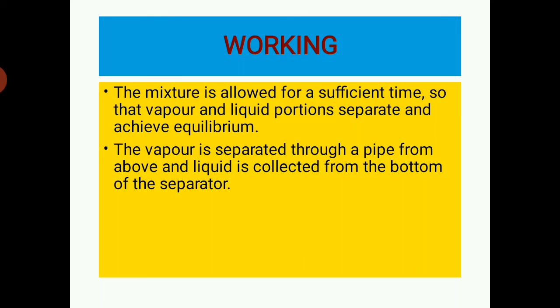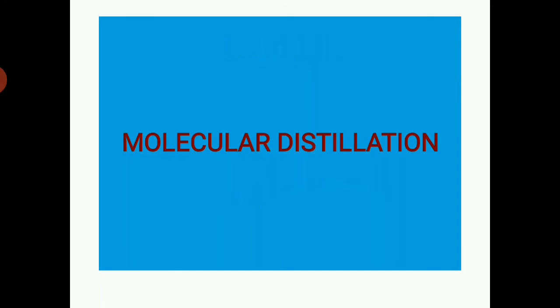You can see the apparatus for the flash distillation in the diagram: the feed and the pump, the heater, the pressure reducing valve, the vapor separator, vapor to condensate, and the liquid. The construction consists of a pump which is connected to a feed reservoir.